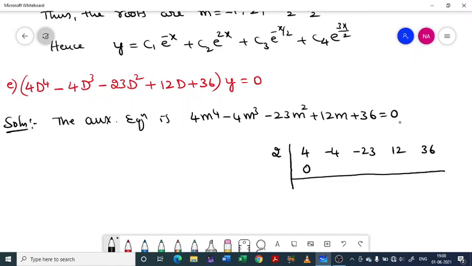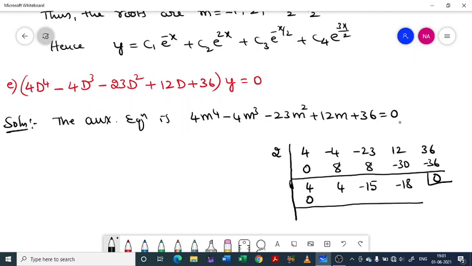0. So adding 4 to 0, we get 4. 4 into 2, 8. So we get plus 4. 4 into 2, again 8. You get minus 15. Minus 30. So we get minus 18. Minus 36. So we get 0. Right? So that is one of the roots. Now again repeating synthetic division.